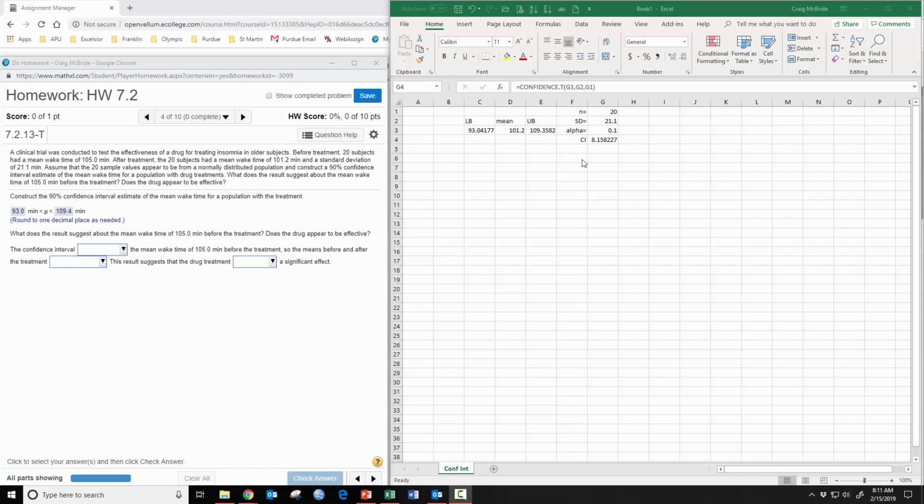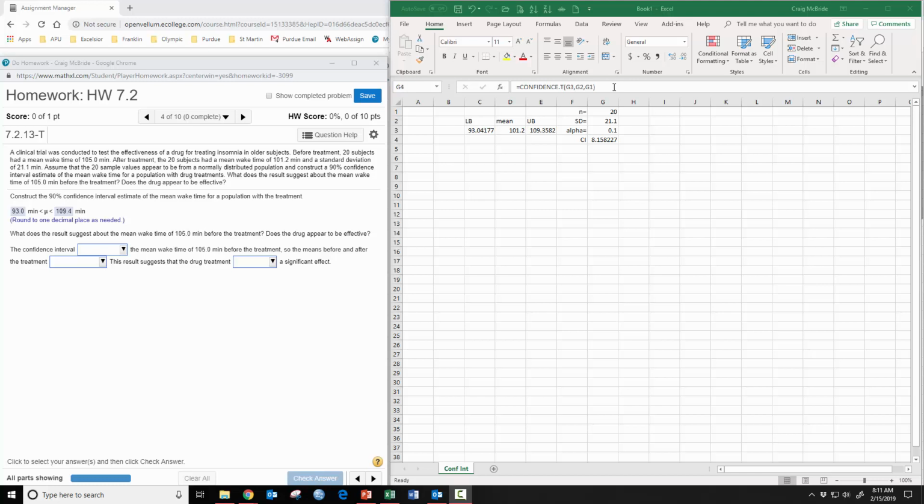I set up a really quick, easy Excel spreadsheet. When I'm done with all of this, I'm going to upload this Excel sheet to either Canvas or the Google Drive so you guys can just copy the formulas. But basically this is what we're doing here, we're using this formula.